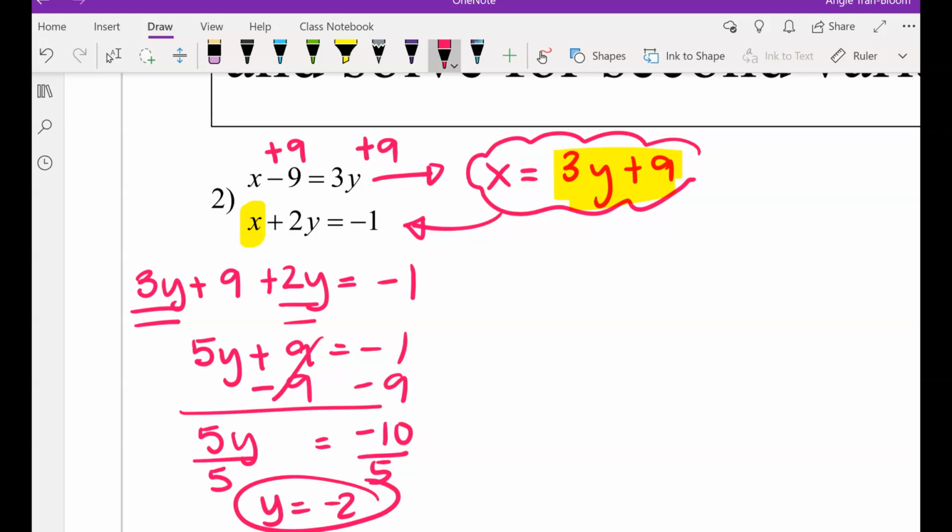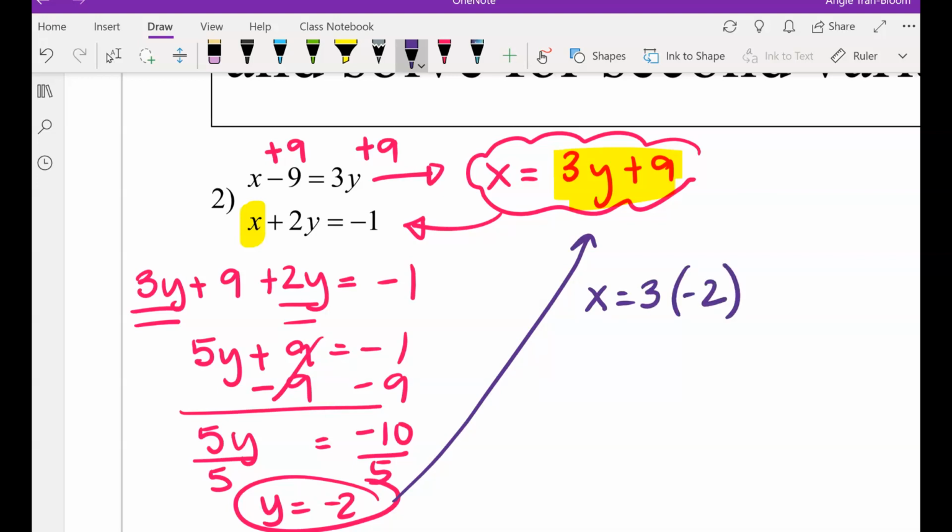What do you do now? Take that and plug into either equation. Now, which one do you think is easier? Yeah, the first one is, don't I already know what x is? Can I just straight up go like right there? So I'm going to write x equals, that's right, straight up, -2, plug in for y, plus 9. -2 times 3, Nathaniel, is what?